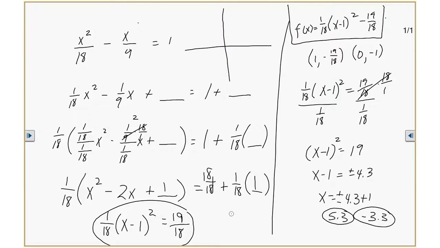What kind of parabola is it going to be? Wide or skinny? Wide. See. 0, negative 1. And 1, negative 1. Like that. And negative 3.3. And 5.3. That's it.